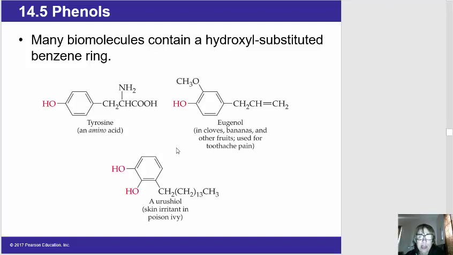So 14.5 is just taking a little bit more time to look at the phenol structure in more detail and give you some examples of some naturally occurring phenols and a little bit of its history.